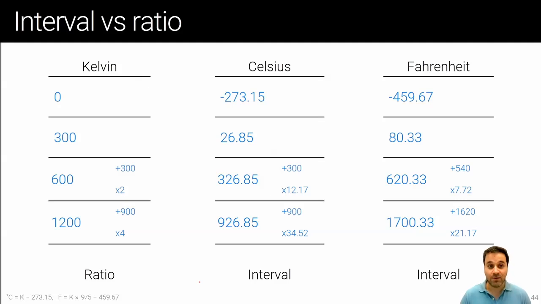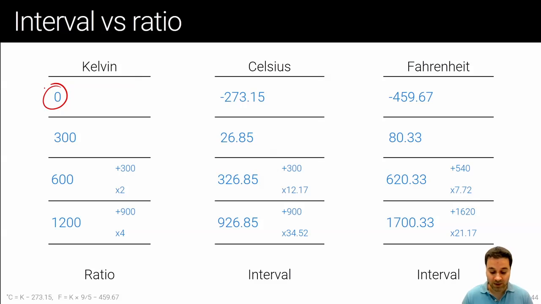if we use Kelvin, we are in a ratio scale. If we use Celsius and Fahrenheit, we are on an interval scale. Even if we are measuring exactly the same physical quantity, depending on the scale we use, we are going to be allowed to do one thing or another. Why is this important? Because we have this notion of absolute zero, which corresponds to, by definition, 0 degrees Kelvin.